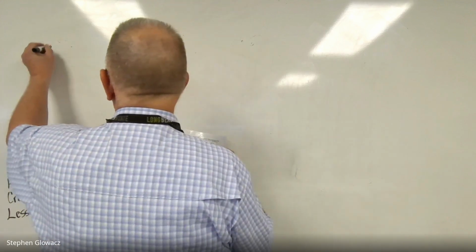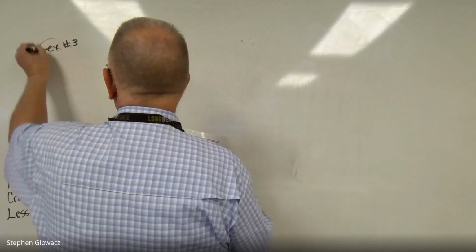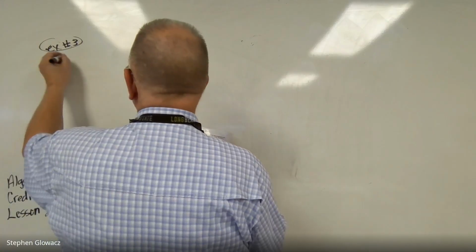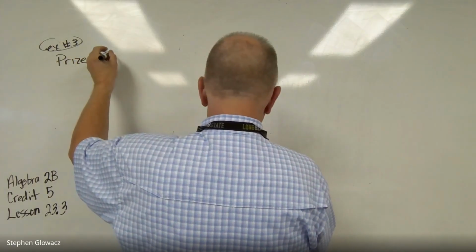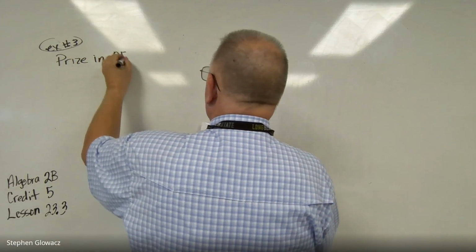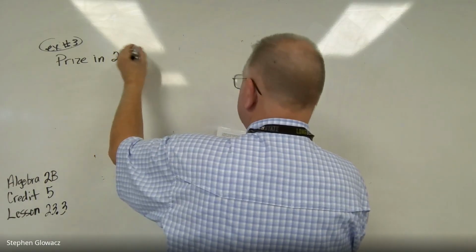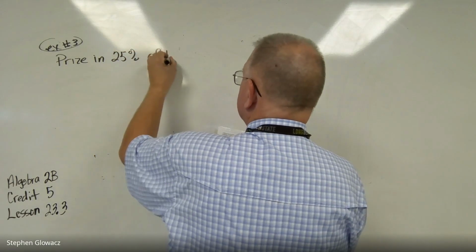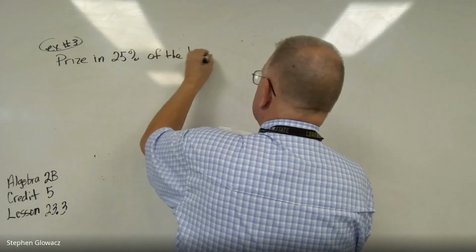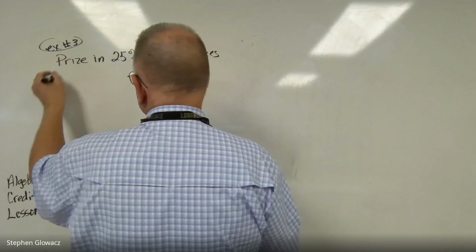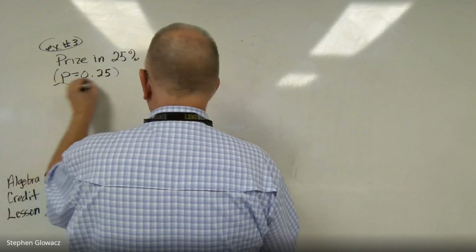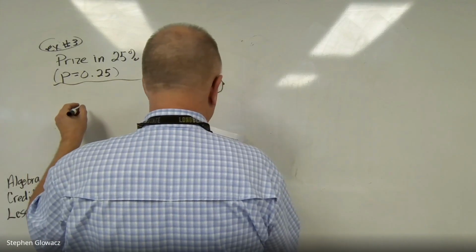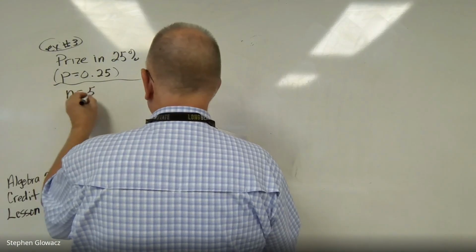All right, so let's go ahead. This will be our example for number 3. We were a little more generous in the last example, but in this one, instead of 35, we're going to go to 25%. So a prize in 25% of the boxes, which means P, 25% as a decimal, would be 0.25. And then our sample size here is going to be 50.